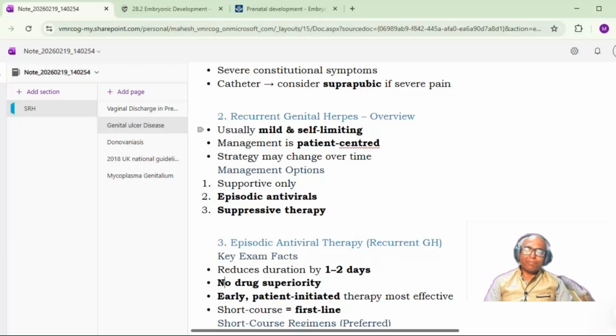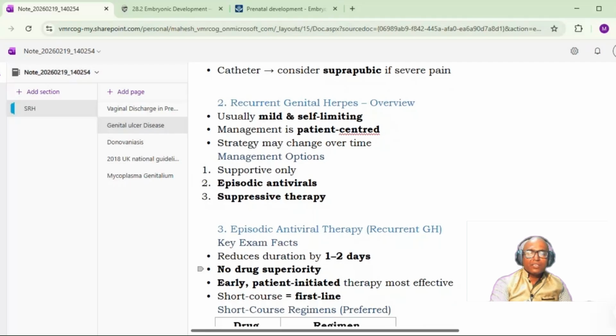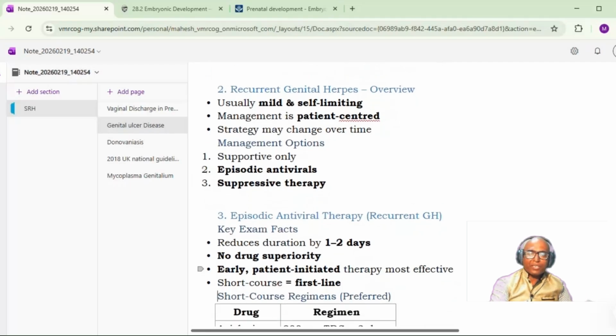Episodic means when there is an episode, then you treat with antiviral. Or the third option will be suppressive. That is a long-term therapy, maybe for 1 year this therapy is given. So one, it is only supportive treatment you can give. Second, you treat with the episodic antiviral. Third, you will give suppressive therapy. Episodic antiviral therapy reduces duration by 1 to 2 days. Then no drug superiority.